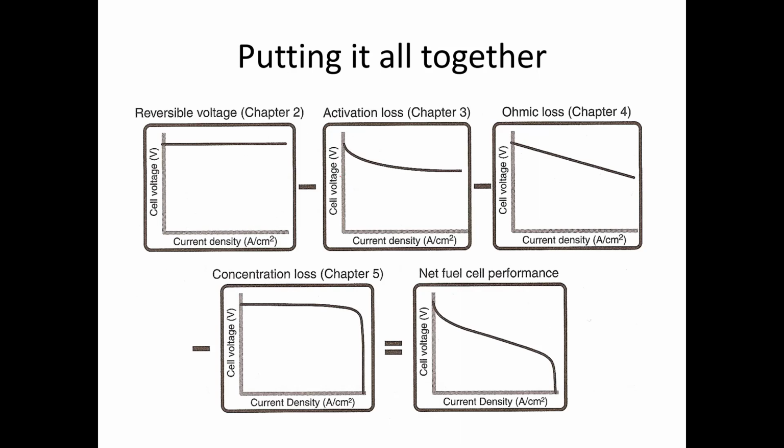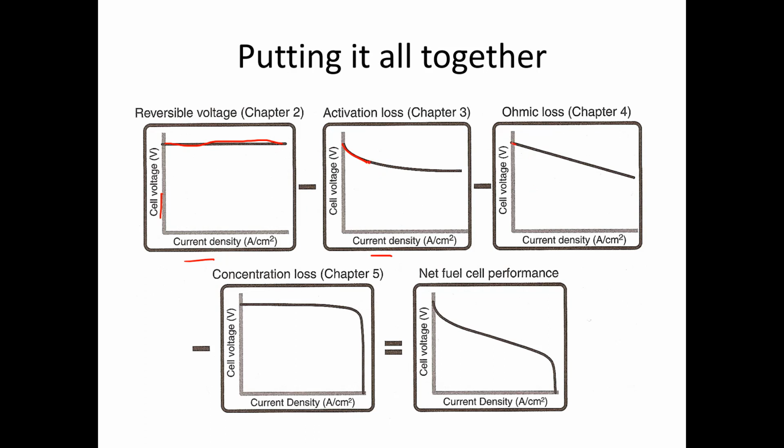This is a graph that looks at cell voltage on the y-axis versus current density on the x-axis. You have the reversible voltage, which is what we've been covering up to this point: a certain voltage that this cell can produce when no current is being drawn. This is the theoretical voltage you can get. As you start drawing current, there's a drop in the voltage supplied as you overcome the activation loss.